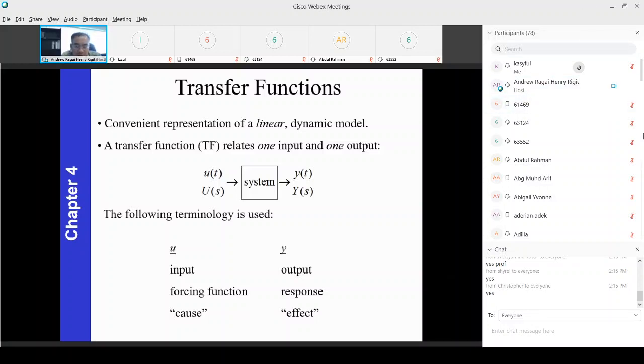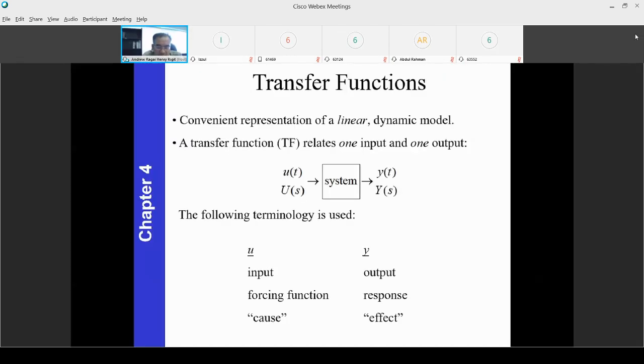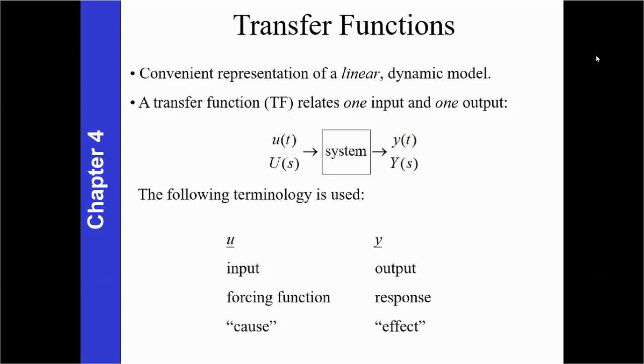functions u(t) bring to the system, so we produce y(t), or in the Laplace domain U(s), there is the transfer function, and we obtain Y(s). So in other words, small u, big U, small y, and big Y. The small u represents the input, whereas the small y is the output, and u as the input is considered as the forcing function, whereas y is the response. So in other words, the small u is also considered as a cause, and the small y is the effect in this case.